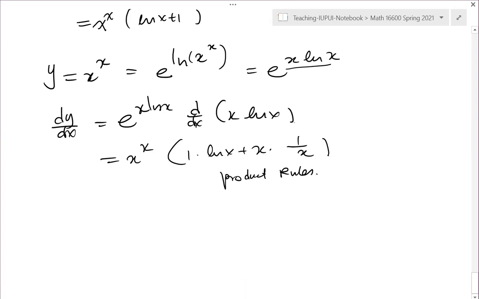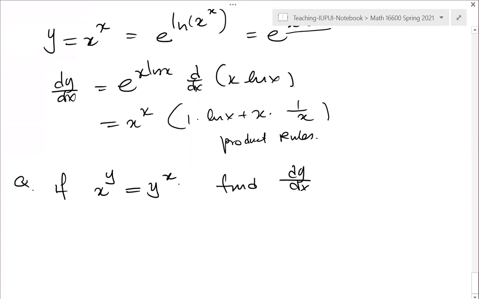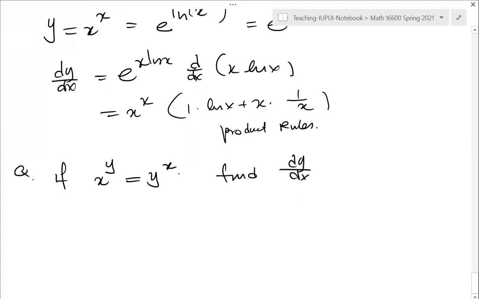So there's a slightly different way to do it. Let me take a look at another problem. This is implicit differentiation. If x to the y equals y to the x, find dy over dx, the derivative of y with respect to x.